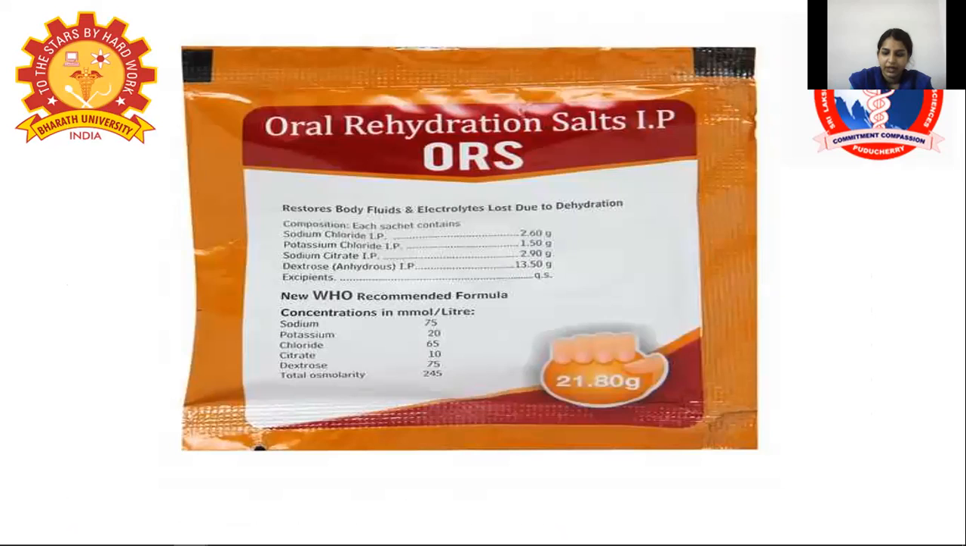So this is the ORS pack that will be available mostly. The composition present in each sachet is sodium chloride about 2.6 grams, potassium chloride 1.5 grams, sodium citrate 2.9 grams, and dextrose, the sugar, 13.5 grams. So the total weight of the solution is 21.8 grams.